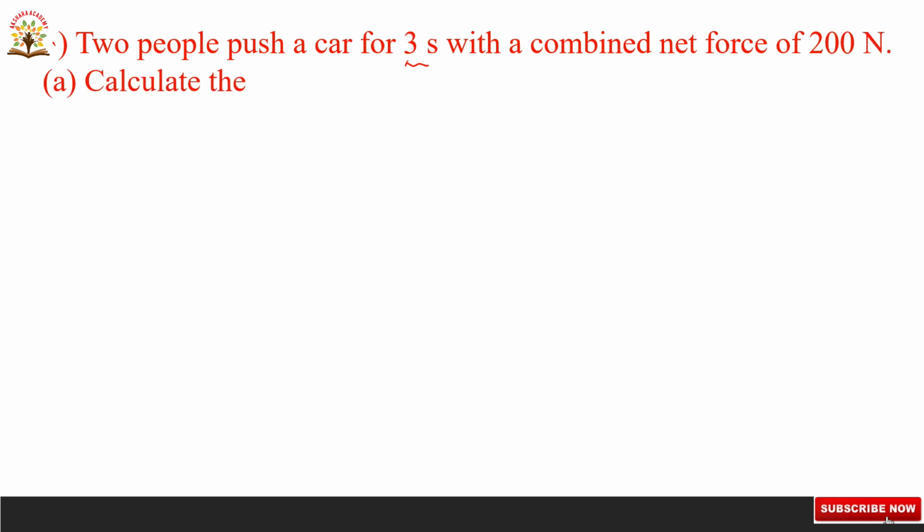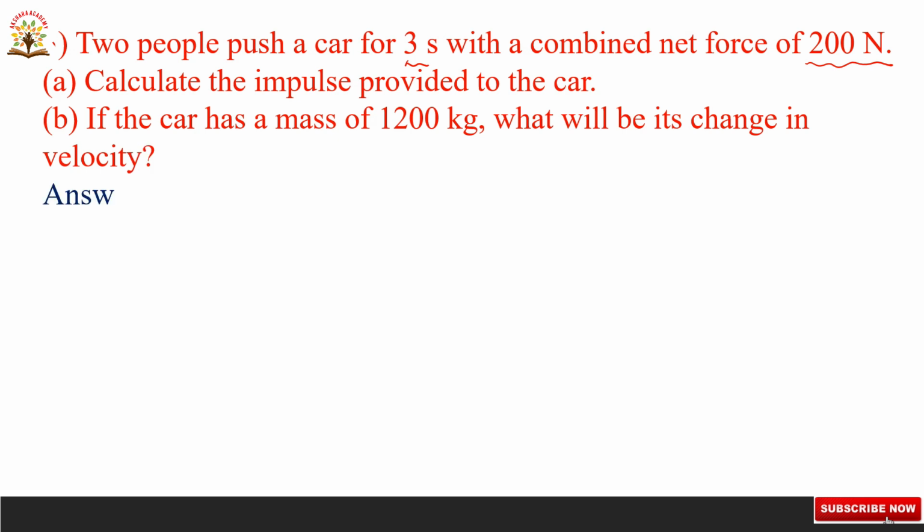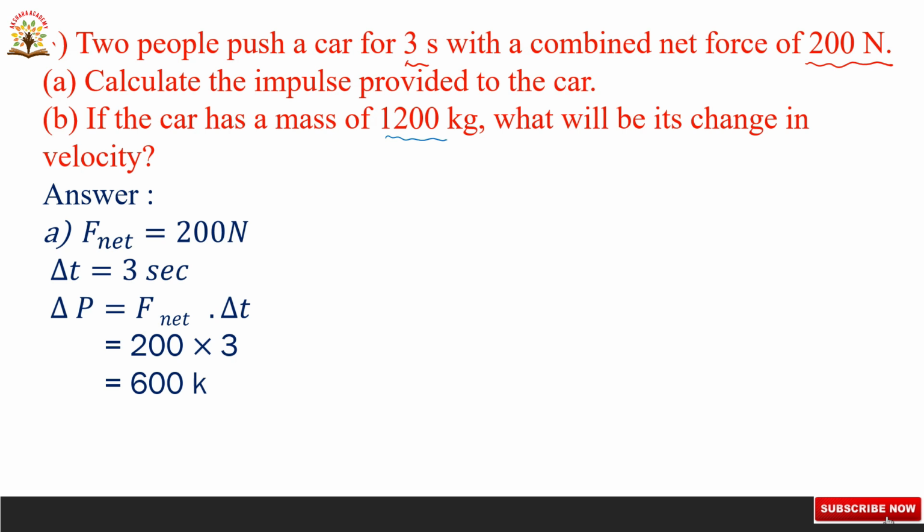Okay. Next we will go to the next question. Two people push a car for 3 seconds with a combined net force of 200 newtons. Calculate the impulse provided to the car. If the car has a mass of 1200 kilogram, what will be its change in velocity? First we have to calculate impulse, and second, they gave the mass and we have to calculate the change in velocity.